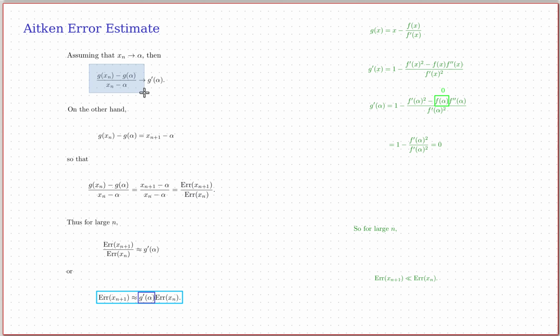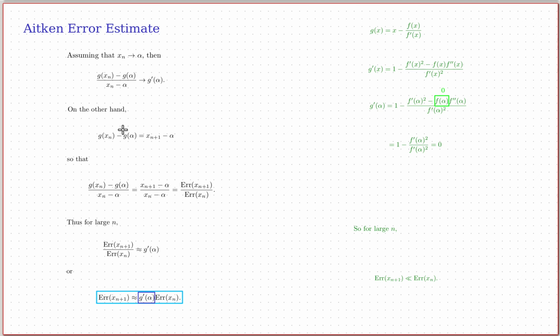So, because that ratio approaches g prime, what we can say is that for large n, when we've iterated a lot and we're confident that we're close to the correct value for alpha, the ratio between successive errors is approximately g prime of alpha. Or rewriting this a little bit, we can say that the error in xn plus 1 is approximately g prime of alpha times the error in xn. And hopefully, g prime of alpha is going to be less than 1, so that the error is getting smaller as you iterate.